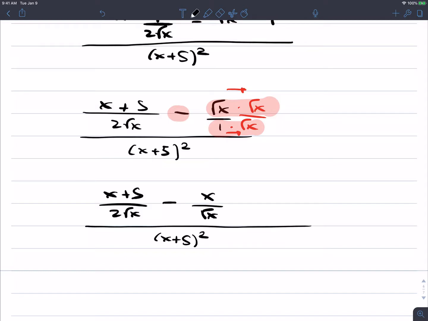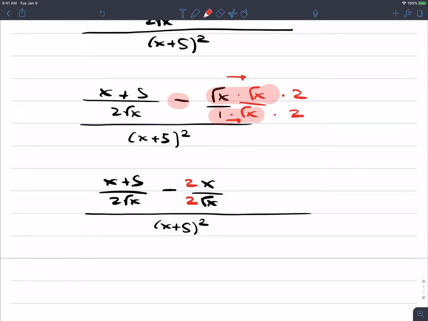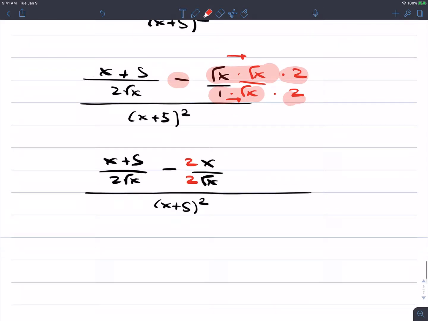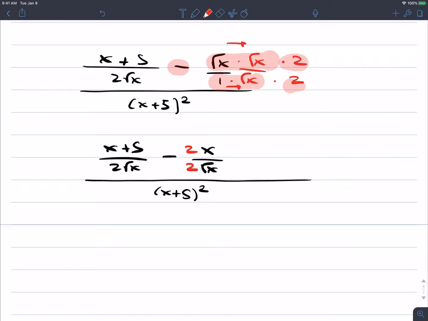Now remember, there's also a 2 here. So we need to multiply as well by 2. And that gives us 2 and 2. So we could have started by saying we're going to multiply by 2 square root of x. That would have been fine. But as you guys can see now, we're now able to subtract our rationals.